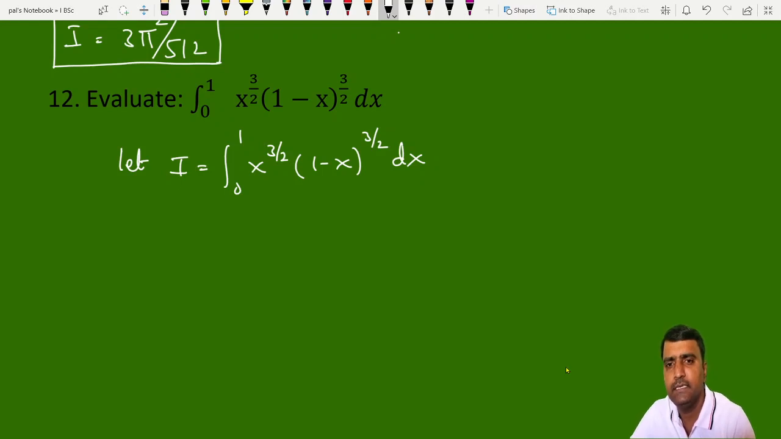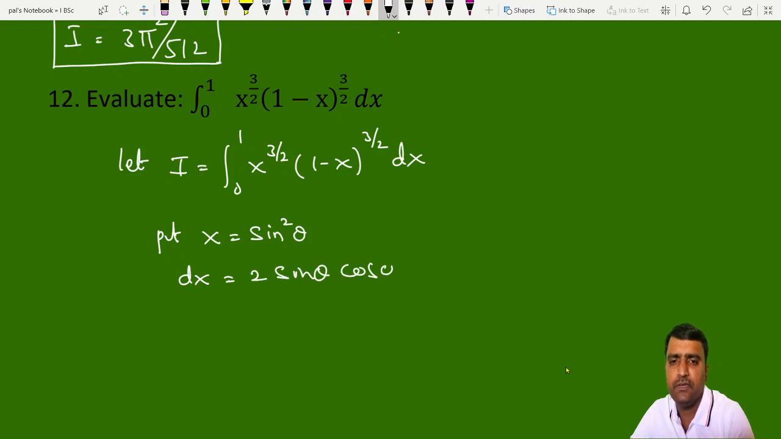Here you put x is equal to sine square theta. When we are taking a substitution, we have to change its limits also. So when x is sine square theta, what is dx? dx is equal to the differentiation of sine square theta, which is 2 sine theta into cos theta into d theta. Differentiation of sine square theta is 2 sine theta, again differentiation of sine theta is cos theta, and differentiation of theta is d theta.